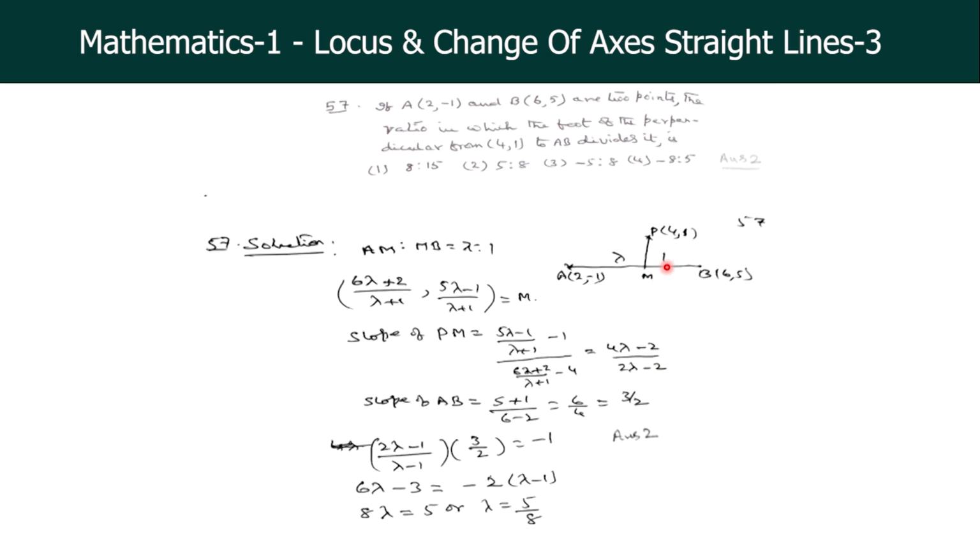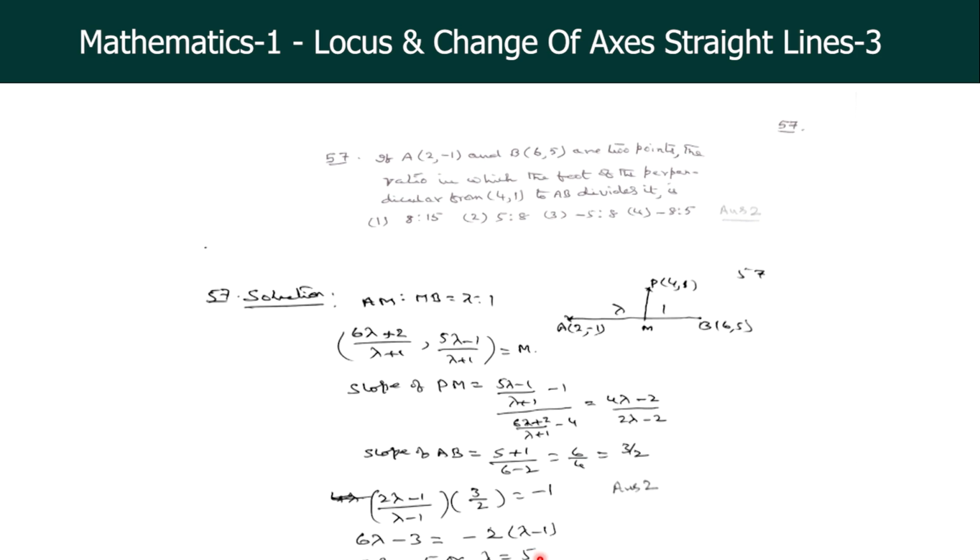Now because AB is perpendicular to PM, the product of the slopes must be equal to minus 1, which is (2 lambda minus 1) by (lambda minus 1) into 3 by 2 is equal to minus 1, or you will get lambda is equal to 5 by 8. So the correct option is number 2.